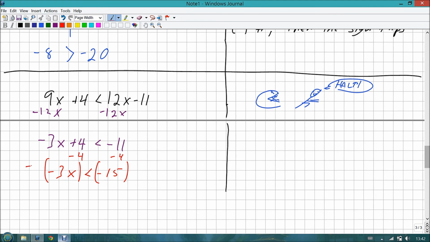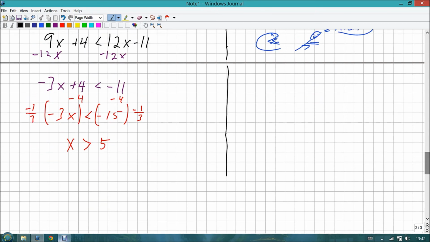So I'm going to multiply both sides by negative 1/3. When I do that, my inequality sign flips. And then I can do the arithmetic. Negative 1/3 times negative 3 is positive 1, so I'm left with x. And on the other side, a negative times a negative is a positive. 15 divided by 3 is 5, times 1 is 5. So I would have the solution set of x is greater than 5.